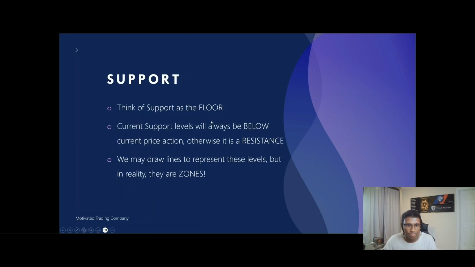Now, let's continue. Support, okay, think of support as the floor. Think of it as the bottom. If it's a support, price action is going to be above it, and we'll learn in the future that support and resistances are interchangeable. So support's going to be your floor. Current support levels, as you can see right here, will always be below current price action. Otherwise, it is a resistance. Now, we might draw lines to represent these levels, but in reality, they are zones and we have to treat them as such, which you'll find out later in a second.